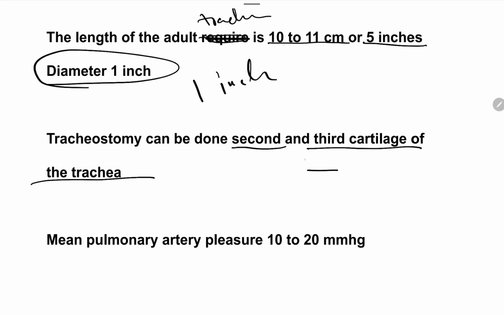The trachea has C-shaped cartilages, and this is the gap between the second and third. So here we can do the tracheostomy. Tracheostomy is nothing but making a hole in the trachea to allow respiration.